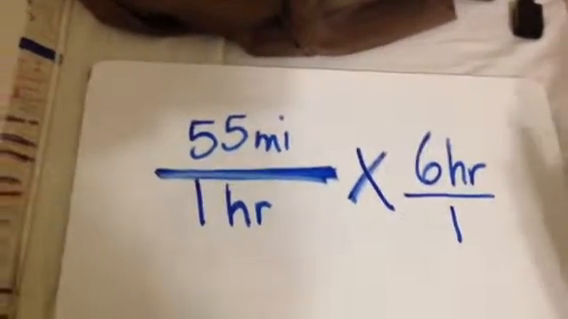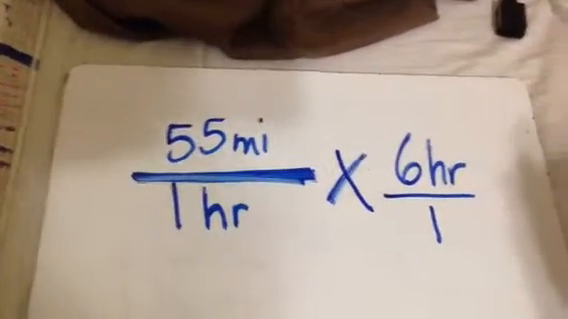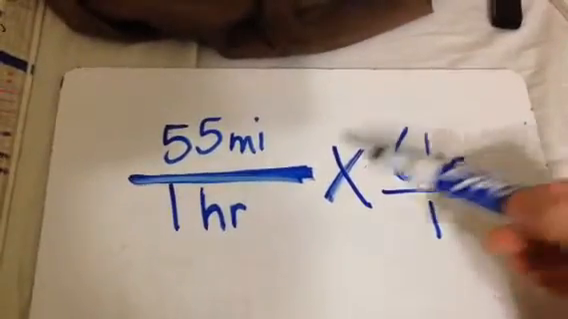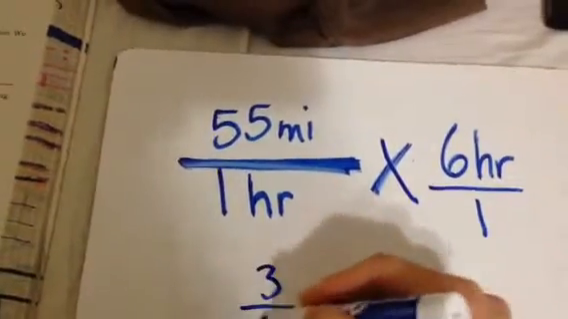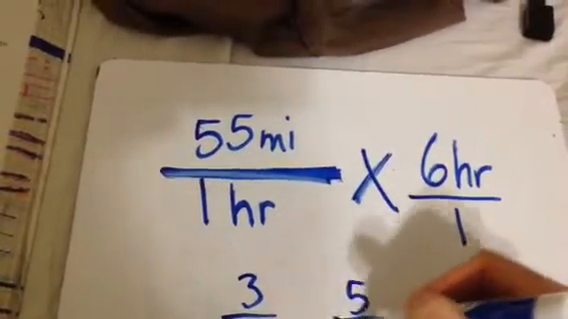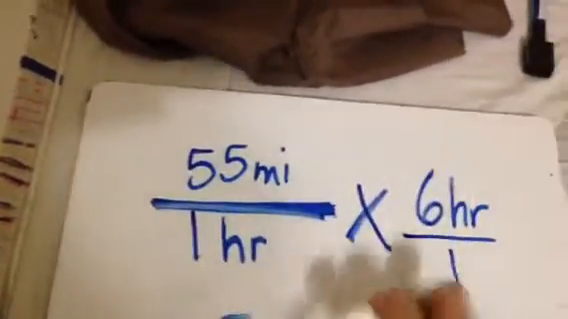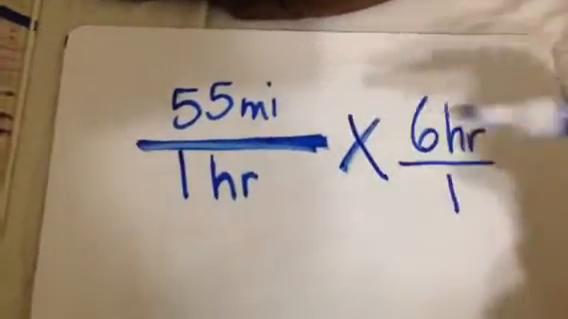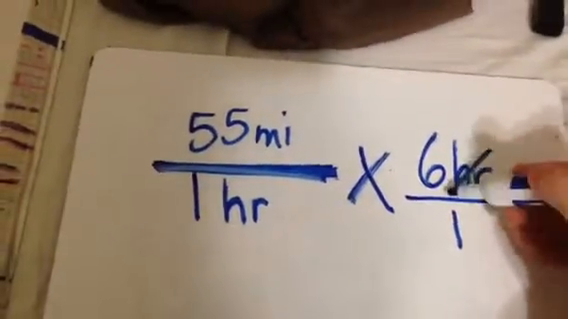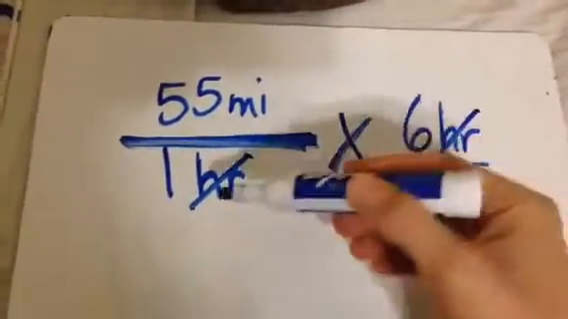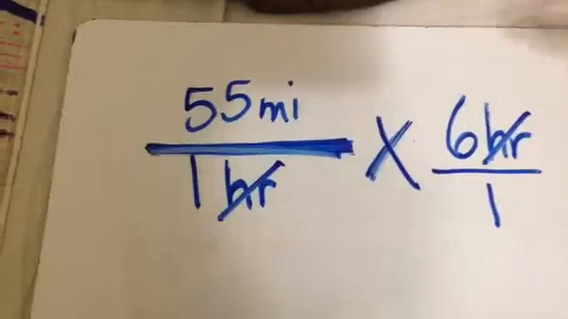Okay, but in this lesson, the first thing that they're wanting you to learn how to do is that, as you can see, I have hour here and hour here. Now, just like a while ago when we were working with 3/4 and 5/6, that problem, we were able to cancel out numerator, denominator. Same thing with this. We're going to be able to cancel out units here, hour and hour, just like numerator, denominator. And then that makes it 55 miles times 6.